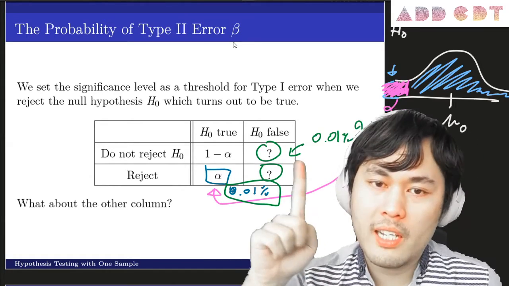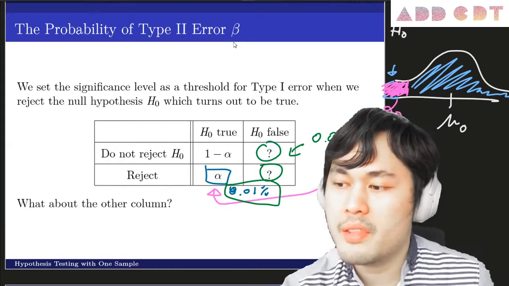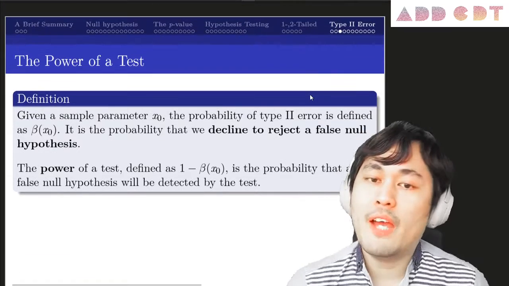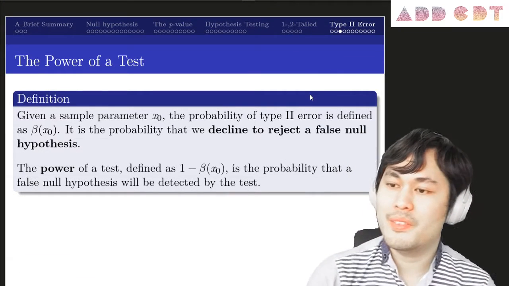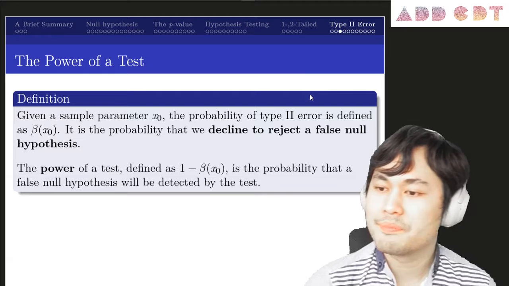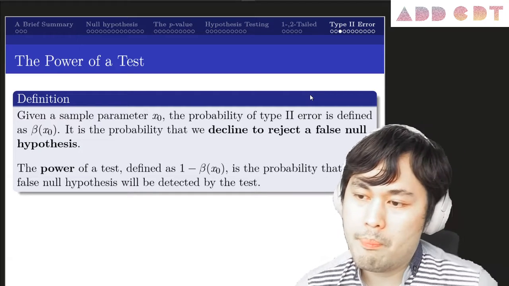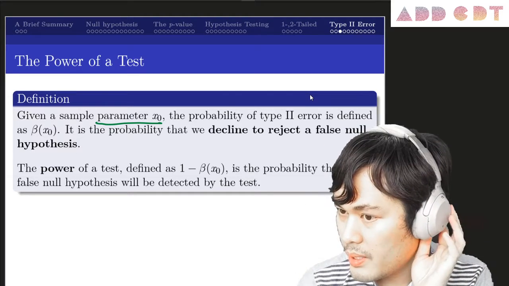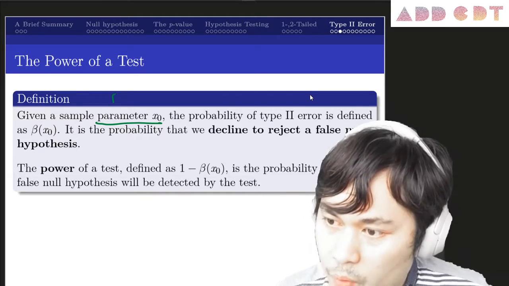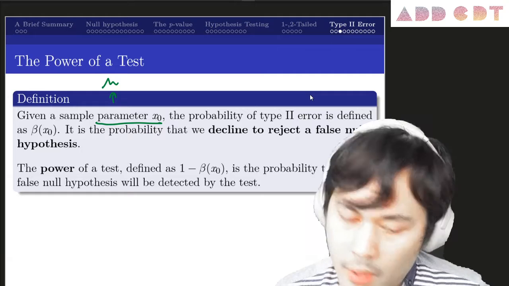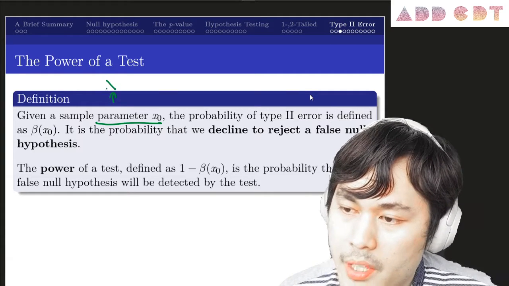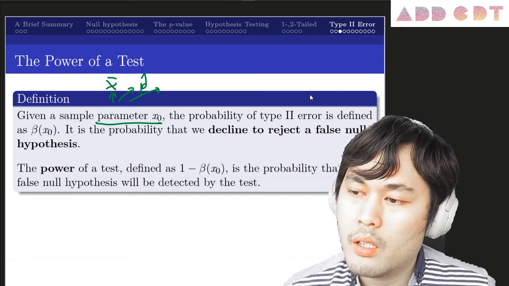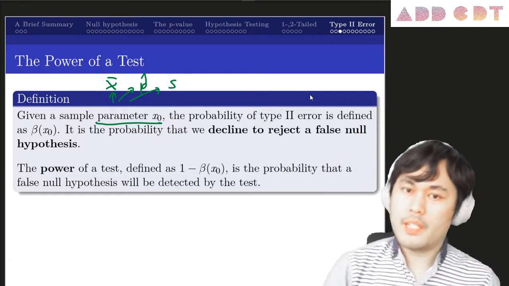So now we are gonna talk a little bit, just give you one example about how to compute that chance. Right. And we have another fancy word. This is called the power of a test. Given a sample parameter x bar, in this case I'm saying it as parameter, which means it can be the sample mean, sample proportion, or the sample standard deviation.